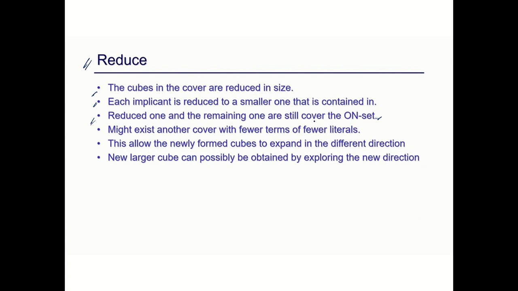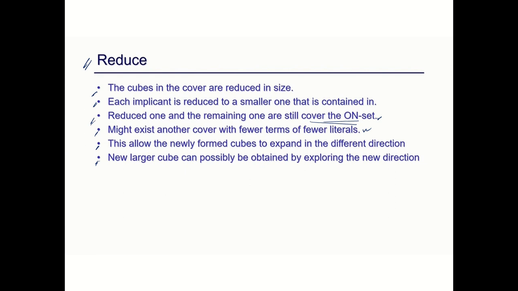Then we just need to check whether this is still covered in the onset or not. If again it is covered, we just try to reduce more number of literals. There might exist another cover with fewer terms or fewer literals. So this allows the newly formed cubes to expand in a different direction. From the reduced set, again we try to move in another direction and check whether another node can be accommodated with the cover or not. The new larger cube can possibly be obtained by exploring the new direction.